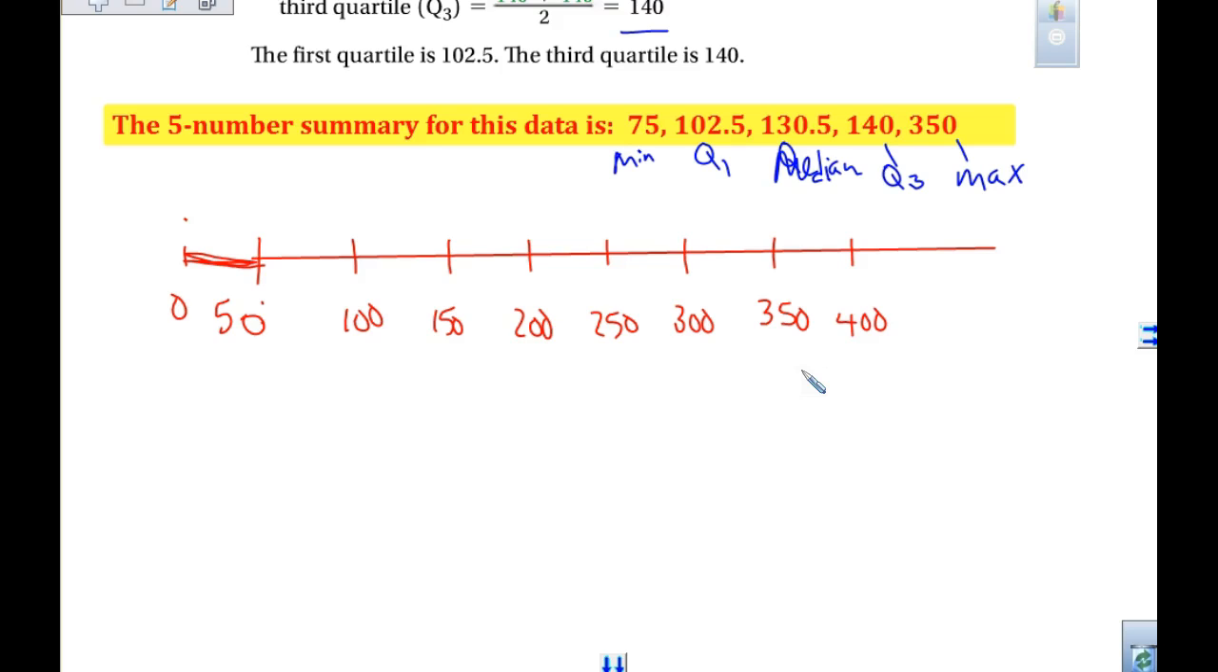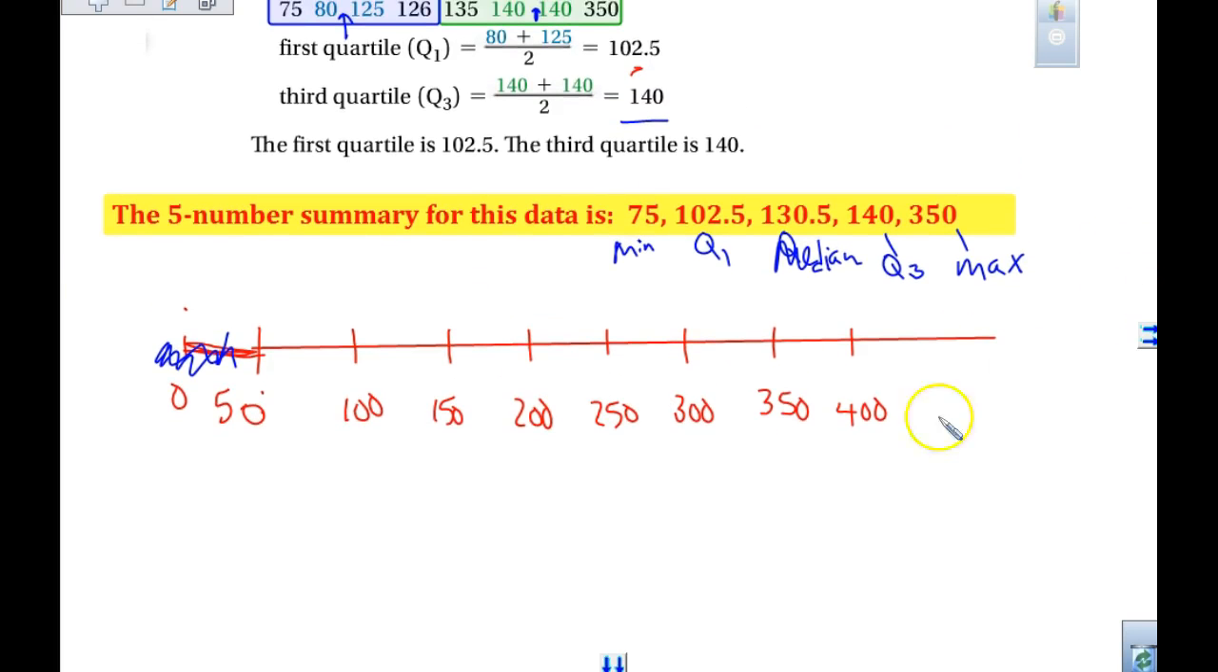And do we really need the 0 to 50? Probably not. Because what was our first data point? 75. So we're going to put a point at 75. Right? Halfway between 50 and 100. 102.5, a little over 100. Next dot. That's my quartile 1. 130.5. Maybe about right here, right?